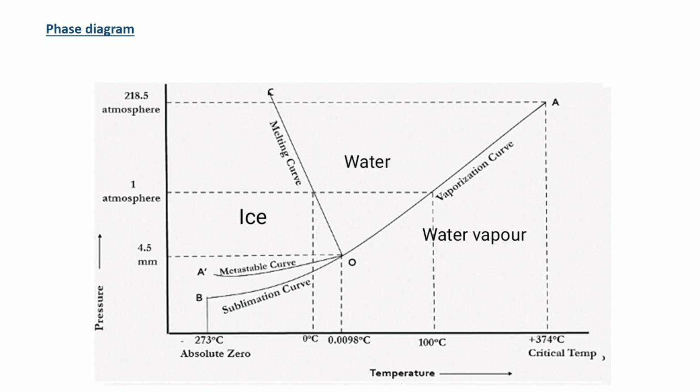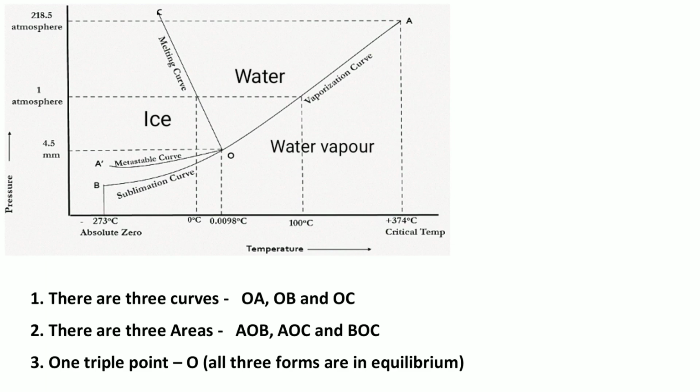There are three curves: curve OA, curve OB and curve OC. These three curves meet at a common point O, which is known as the triple point. There are three areas in this phase diagram: area AOB, area AOC, area BOC. By studying this phase diagram, we understand in what state water exists under different conditions of temperature and pressure.